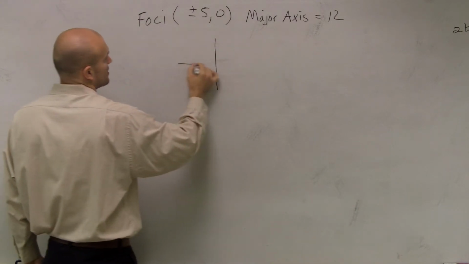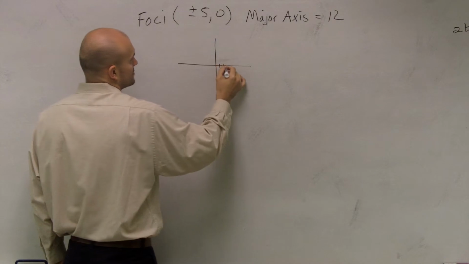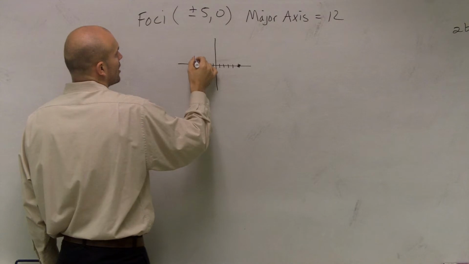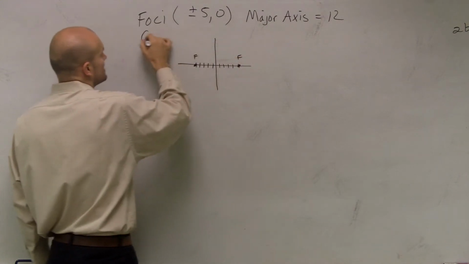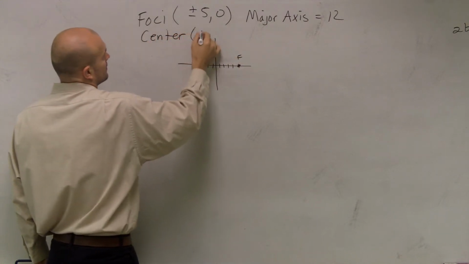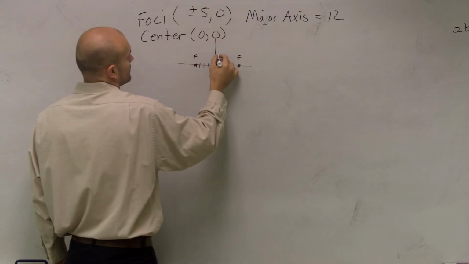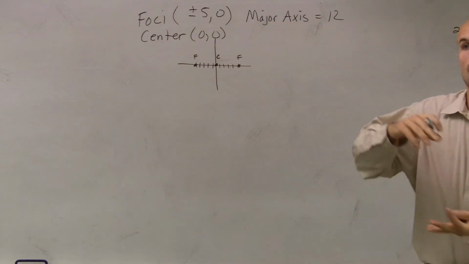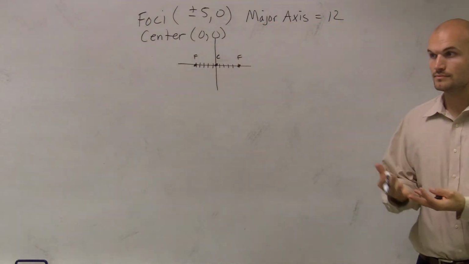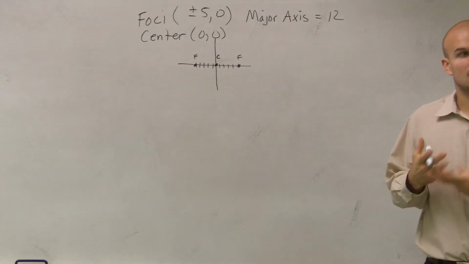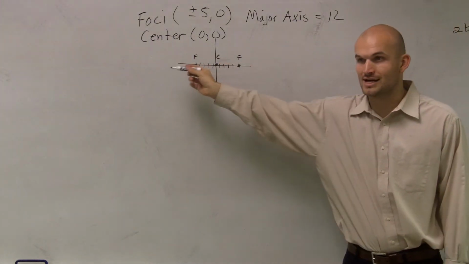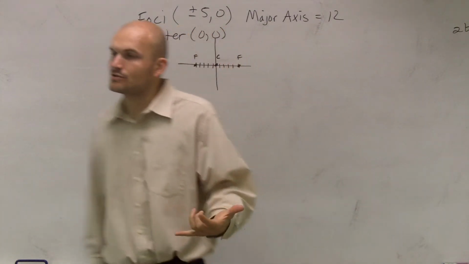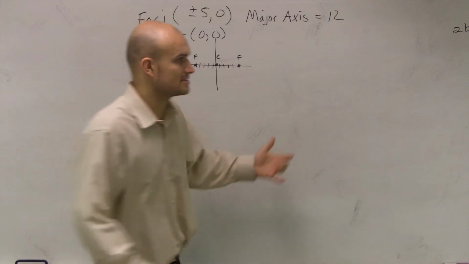What we're given is our foci, which are plus 5 and minus 5. 1, 2, 3, 4, 5. Minus 5, 1, 2, 3, 4, 5. Now remember, the center is obviously at 0, 0. The foci, the center, and the vertices always lie on the major axis of symmetry. So is our major axis of symmetry horizontal or vertical? Horizontal, right? Now that we've determined that it's horizontal, we can write out the standard form.